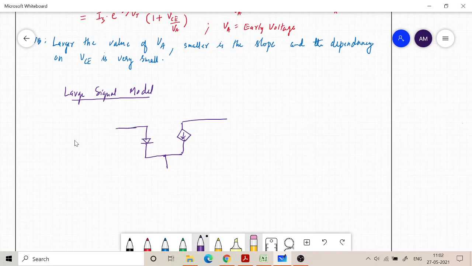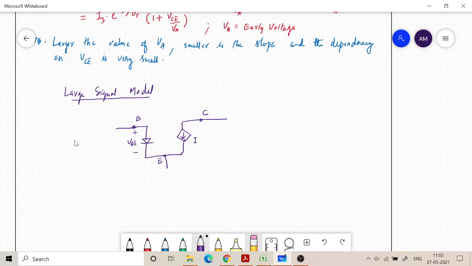So this is basically the large signal model. The transistor has three terminals: emitter, base, and collector. It has a diode between base and emitter, and a voltage dependent current source, and I have to specify which voltage it depends upon. This is basically VBE, and this current source is given by the expression for IC.